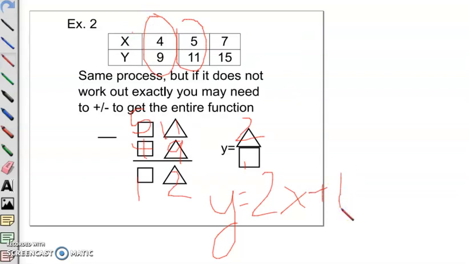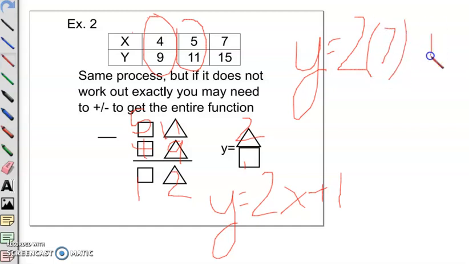All right, let's see if it works with the second point. 2 times 5 is 10, plus 1 is 11. Yeah. All right, let's try plugging in a third point, which we didn't use in our math. So it's going to be y equals 2 times x, which in this case is 7, plus 1. 2 times 7 is 14, plus 1 is 15. 15, it worked.